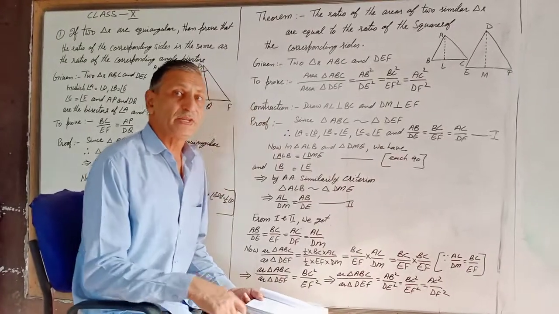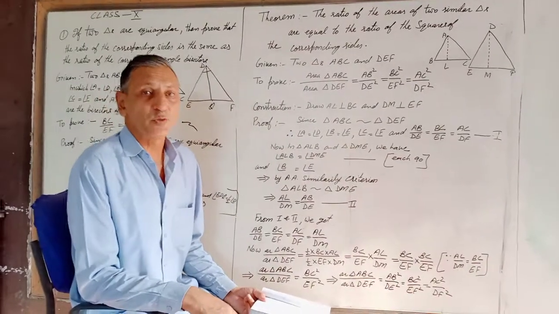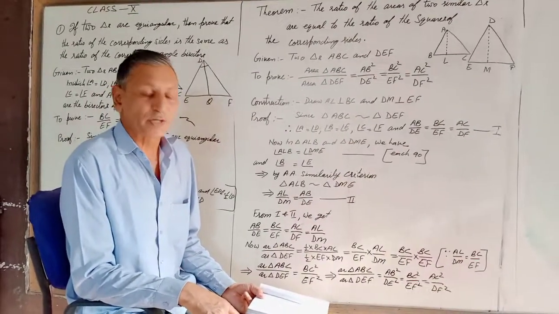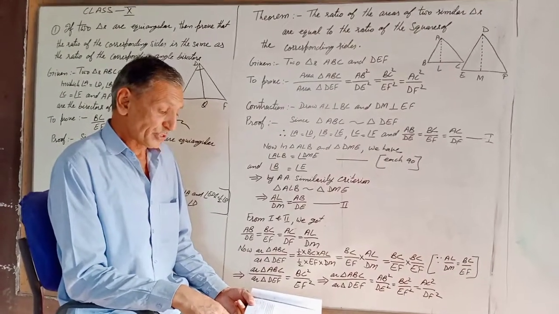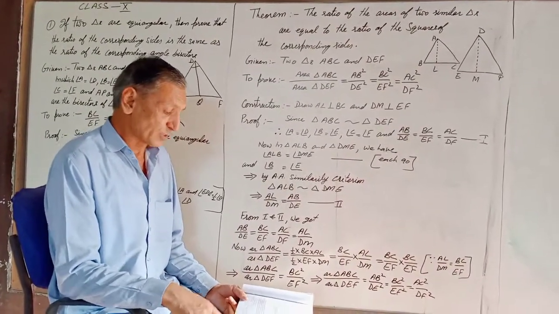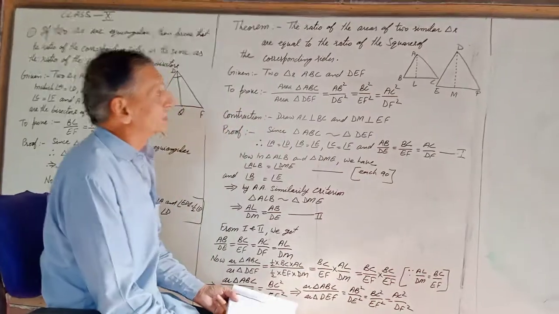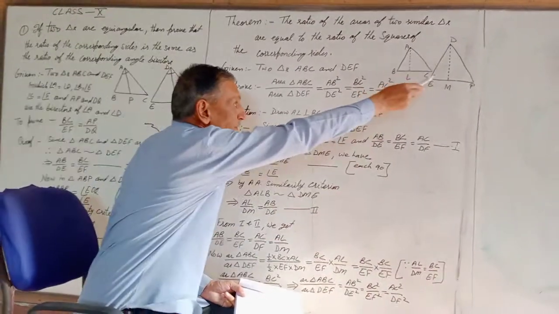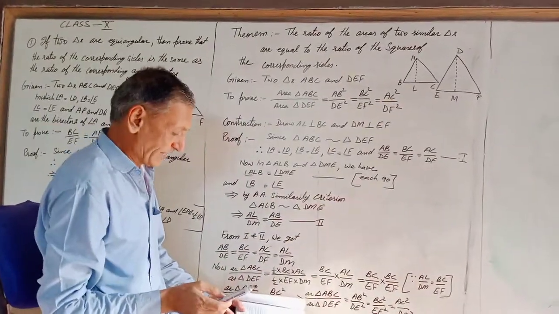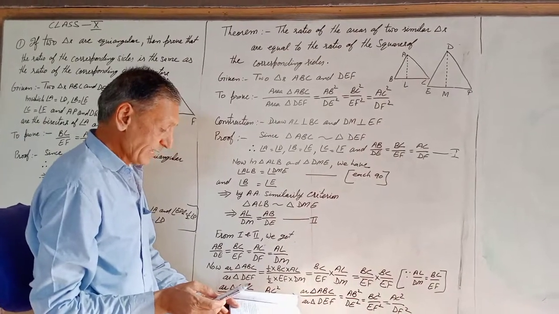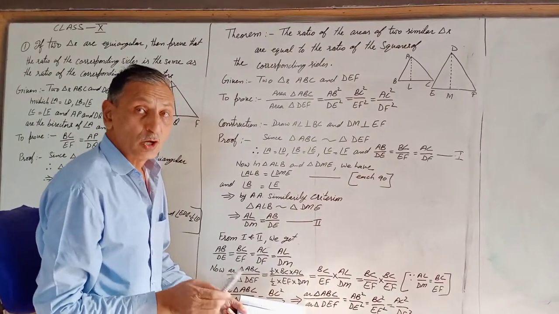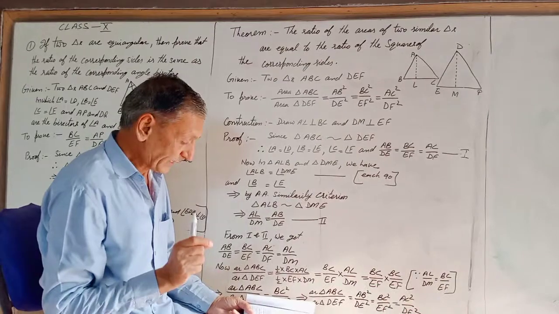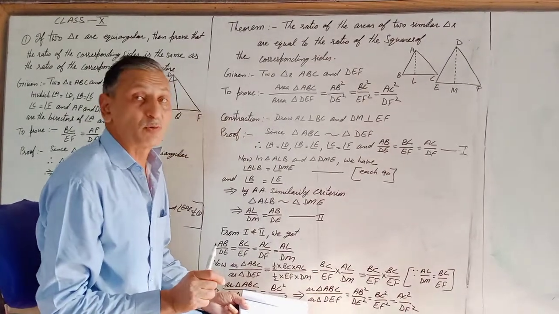Today we are going to discuss the theorem, the ratio of the areas of two similar triangles. The ratio of the areas of two similar triangles is equal to the squares of the ratios of their corresponding sides.